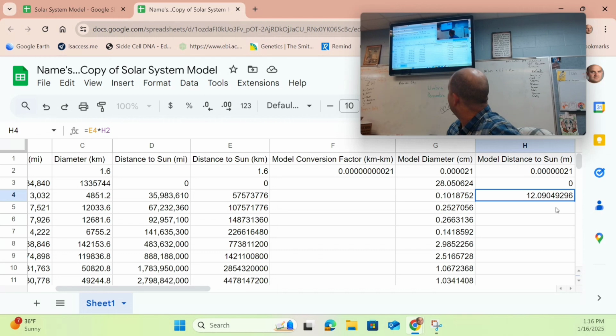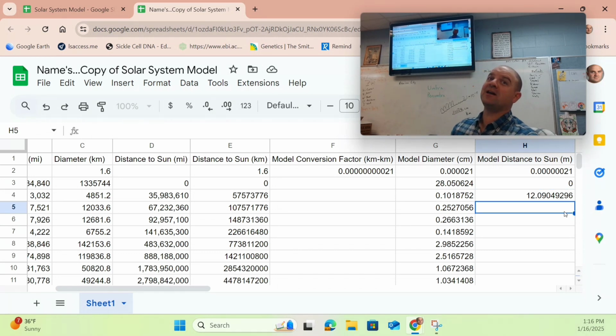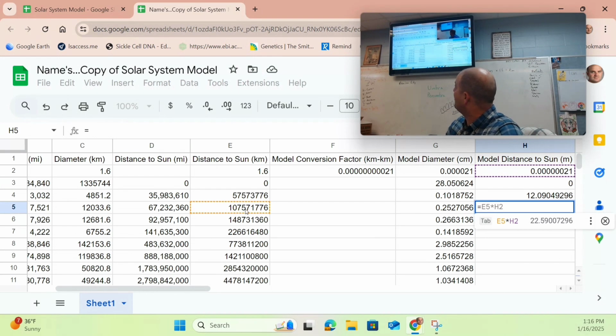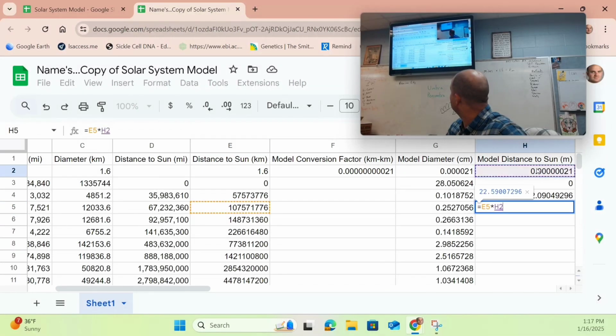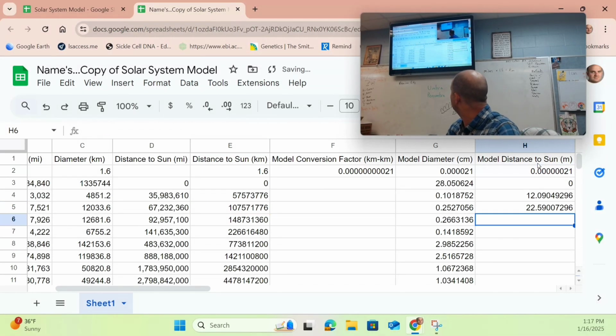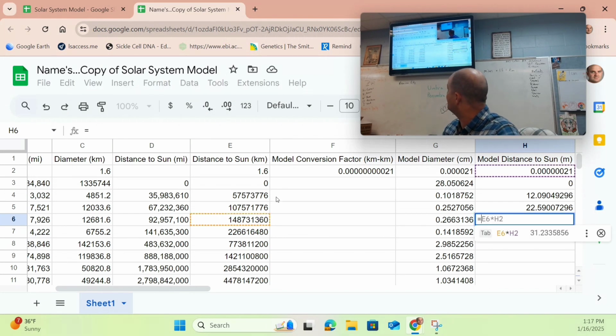All right, so now I should be able to go to the next one, which would be Venus, right? Hit equals. I want to go to Venus's actual distance from the sun in kilometers, which is right there, times our fancy conversion factor, and it will get me the right number. Once you're sure that you've got the formula right, the next one should be automated. You're just going to double check that it's highlighting the correct boxes.